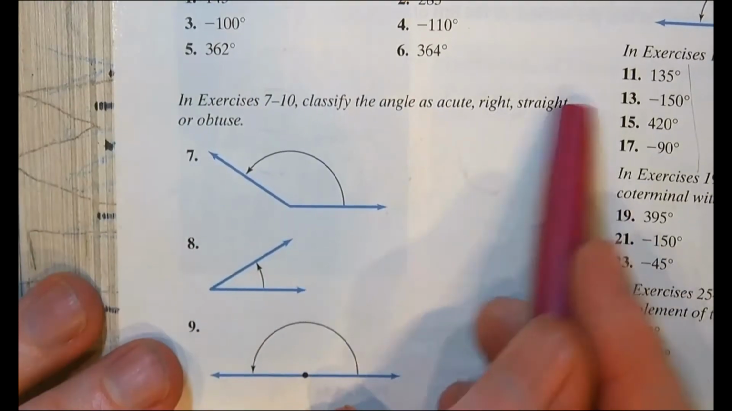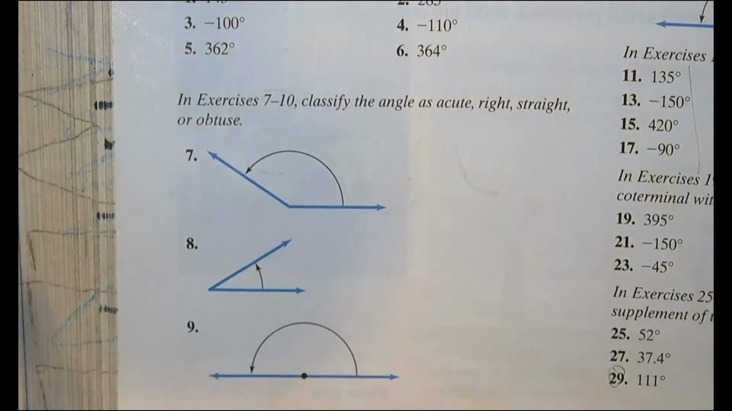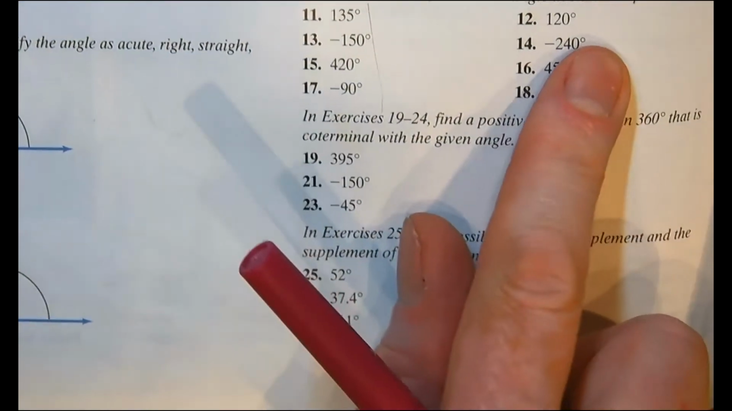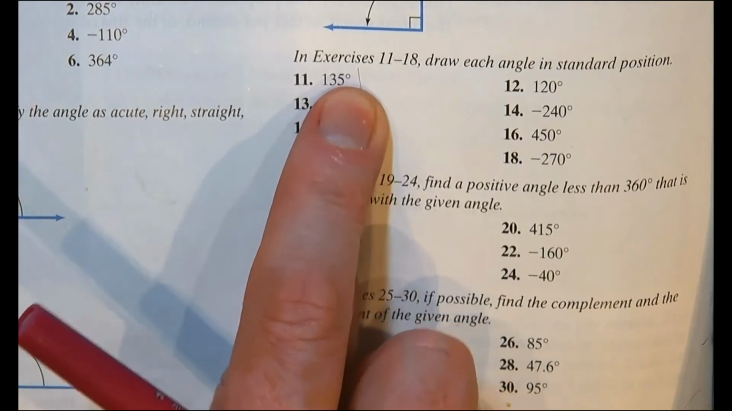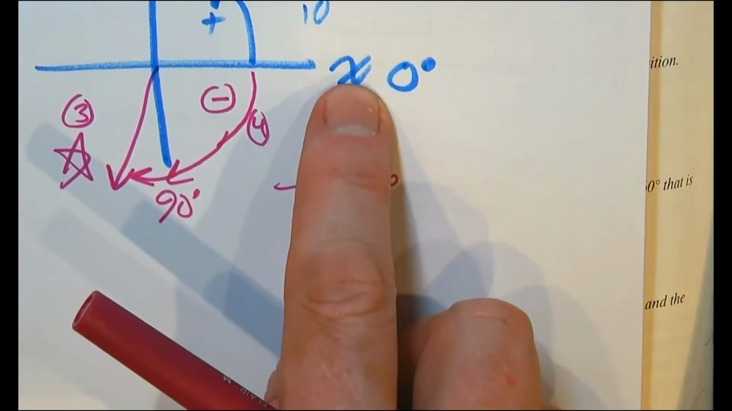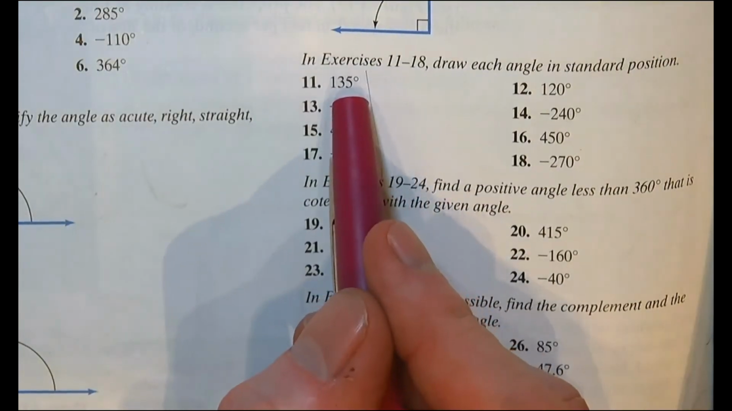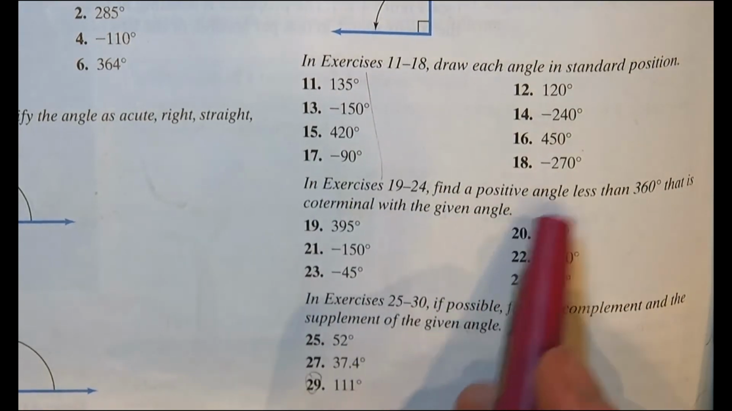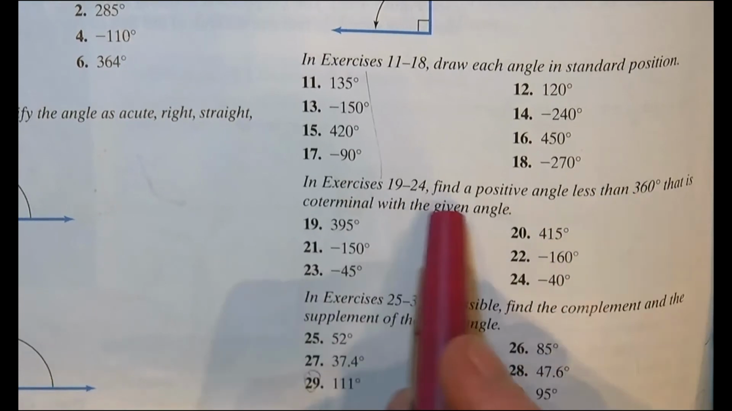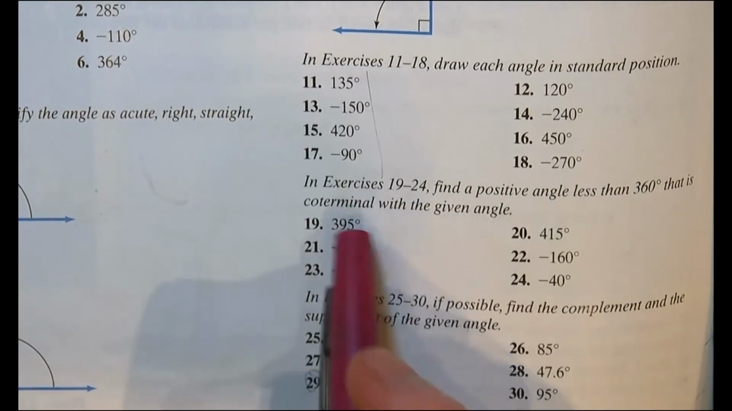Next one, they just want to know, as I said before, acute, right, straight, or obtuse. Try to draw these, just like how you always do. Start at 0. If it's positive, go up. If it's negative, go down, and try to see how far to go. Here it says find a positive angle less than 360. So give me a positive number.